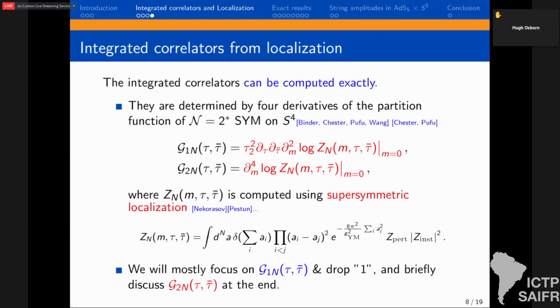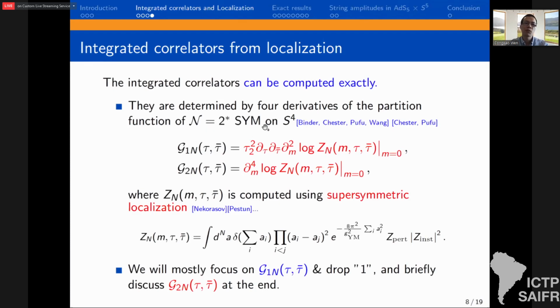It's perhaps related to the last question. You gave these two examples of integrated correlators. Are there other potential integrated correlators which you could get nice results for, or are these somehow uniquely selected? Right. So there's one more, as we discussed in the literature.